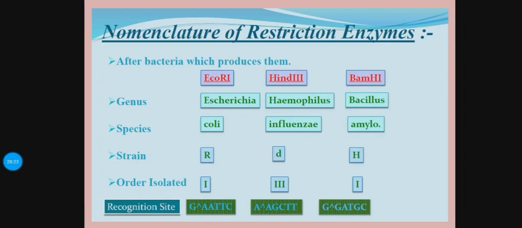Here I am taking some examples of restriction enzymes so you can easily understand how they are named. First, EcoR1. E is for Escherichia, it's the genus. CO is nothing but coli, the species of Escherichia. R is the strain or serotype, and 1 is the isolation order.